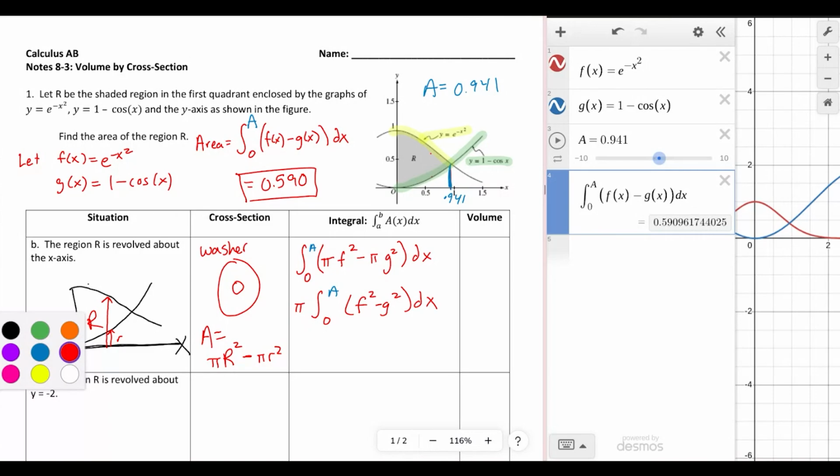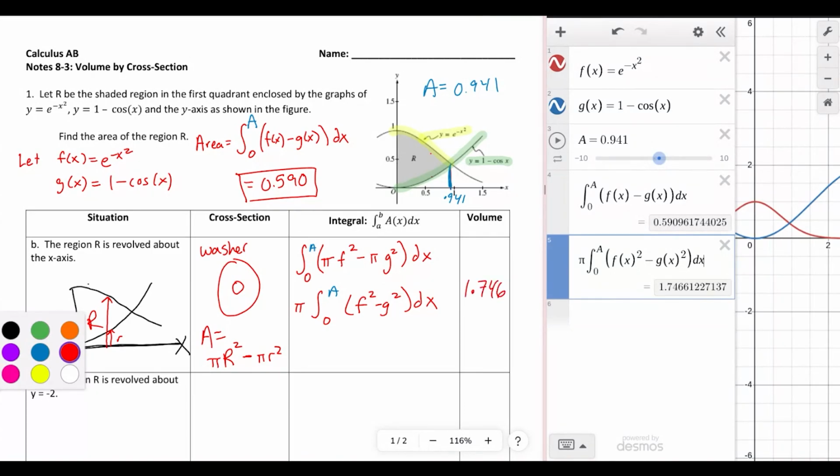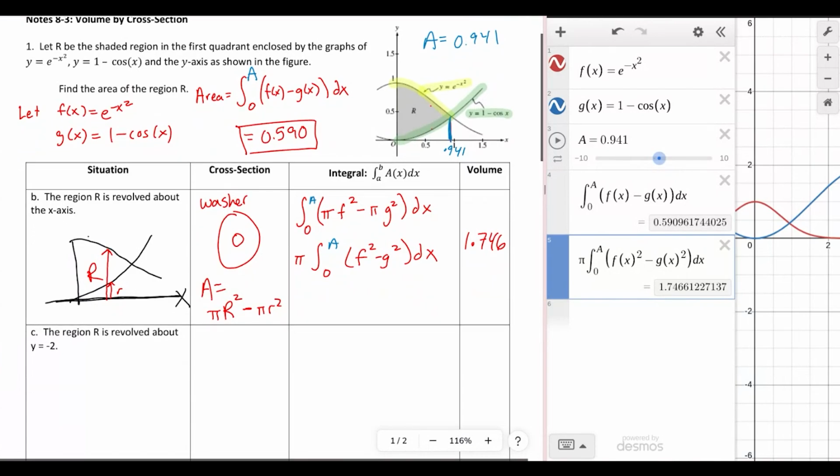Okay, now this is something we could just go over here and type in. All right, so we've got pi times the integral from 0 to a of f of x squared minus g of x squared dx, and we get 1.746 for our volume. So as you're trying to figure out how to set up these integrals, I definitely want to encourage you to draw a picture of that cross section to help you see what it is we're adding over and over again. What is the expression inside of this summation?